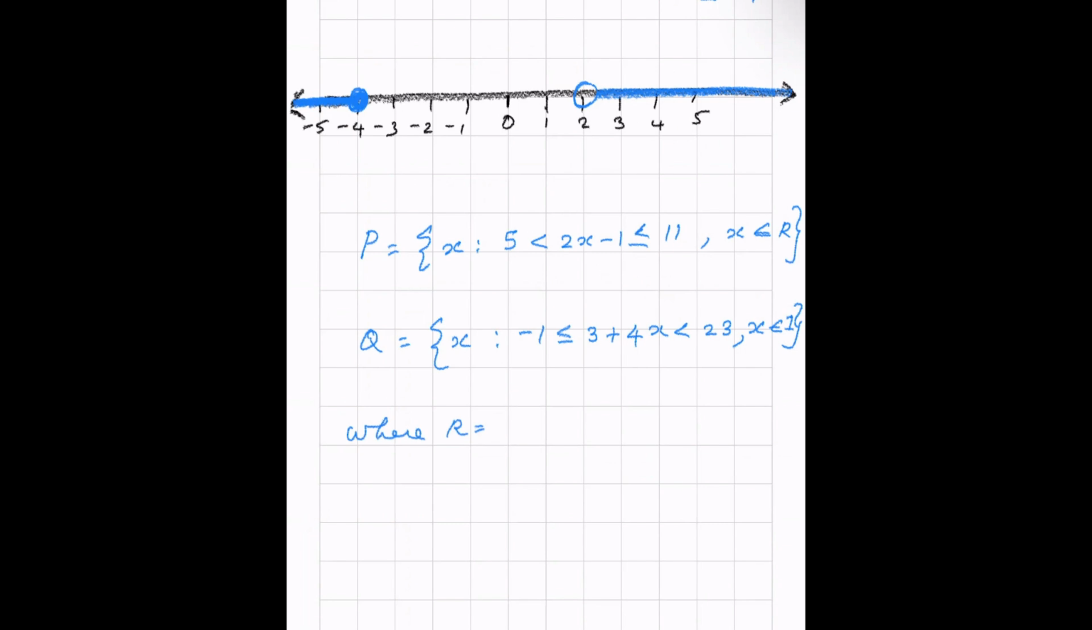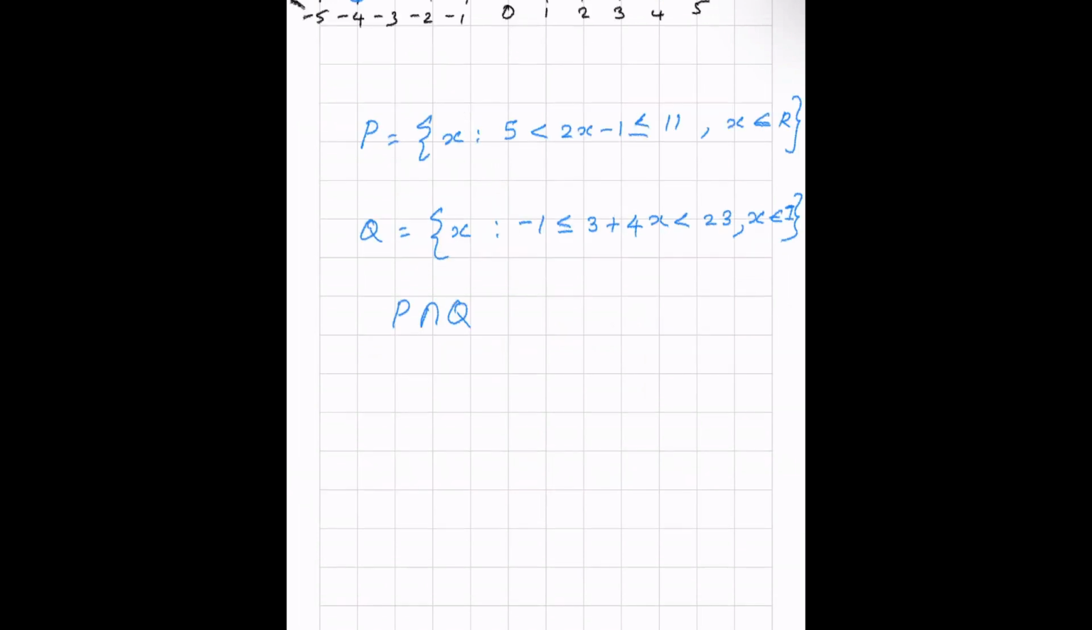R equal to, what is this? Oh, that we understood. R is real numbers and I is integers. That we all know, right? So they are giving you that R means real numbers, I means integers. Now represent P and Q on two different number lines. Write down the elements of P intersection Q.